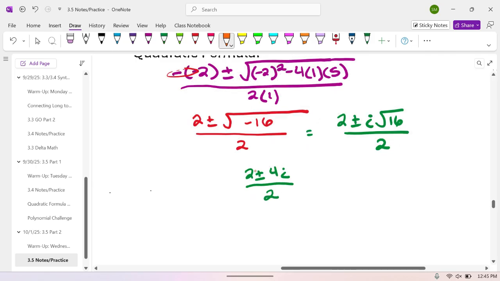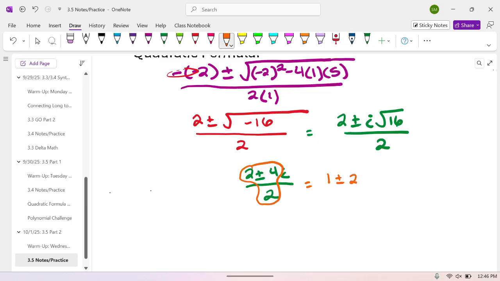Now, I still need to simplify these three numbers. What's the number that can go into all three? 2. Divide them all by 2. 2 divided by 2 is 1, plus or minus 4 divided by 2 is 2, so 2i all over 1, so we don't have to write that. So this is my two imaginary roots.